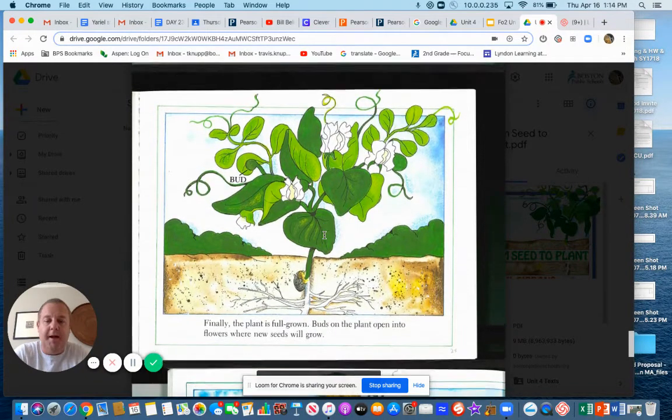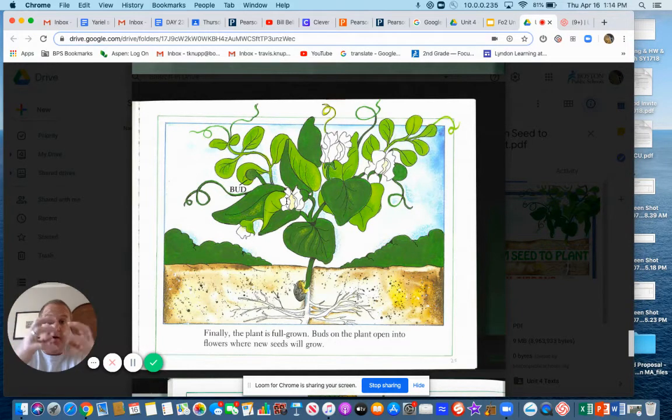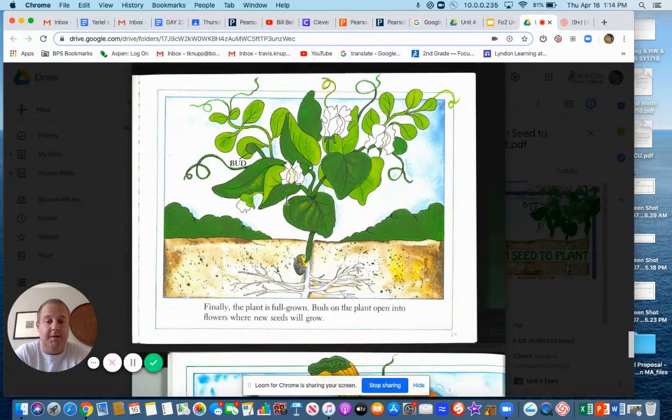Finally, the plant is fully grown. Buds on the plant open into flowers where new seeds will grow. So here's a bud. Bud opens into a flower. Remember, we learned the flower gets pollinated. That pollen goes down into the ovules. The petals start to go away. A fruit grows, and inside the fruit is what? More seeds. Sounds like a cycle to me.